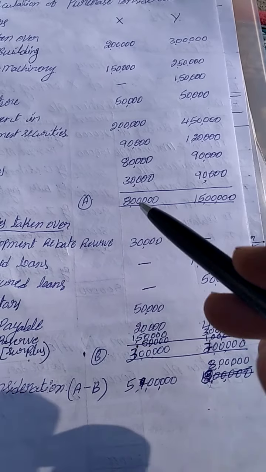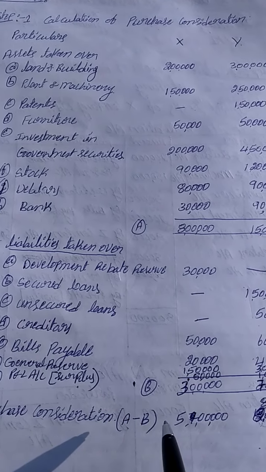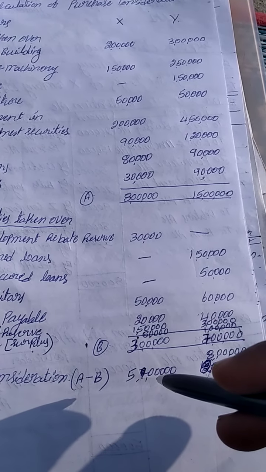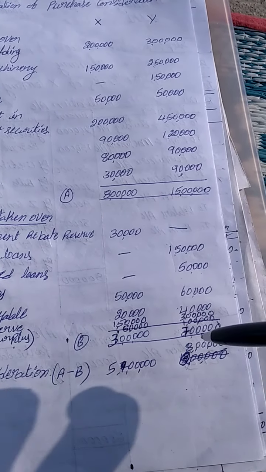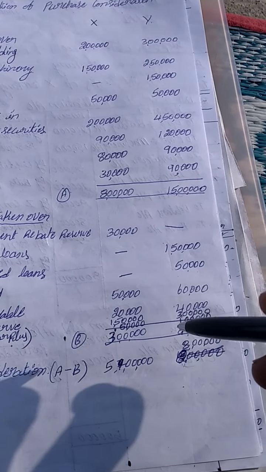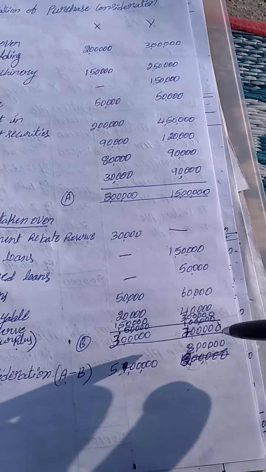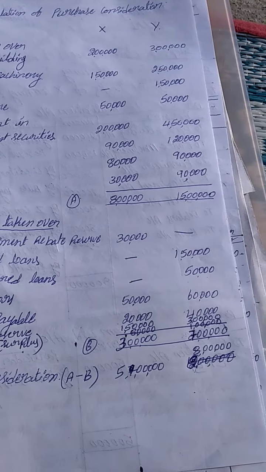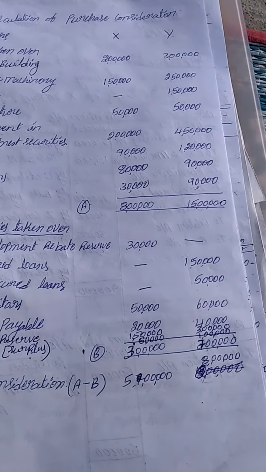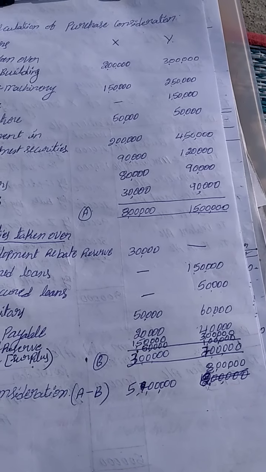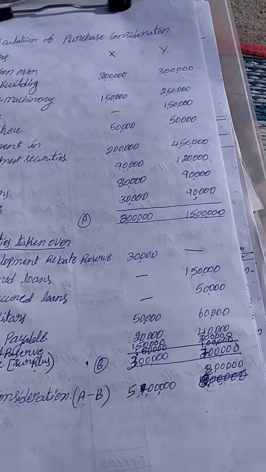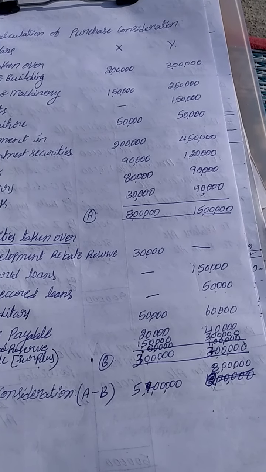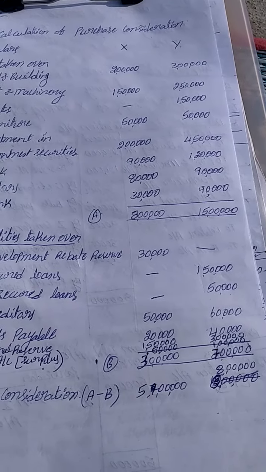So this is called A minus B. That is purchase consideration A minus B. 8 lakh minus 3 lakhs, you will get 5 lakhs. 15 lakhs minus 7 lakh, you will get 8 lakhs. This is the purchase consideration to the transferor company paid by transferee company. You have to remember how to calculate. I think you learned about how to calculate purchase consideration in net assets method in previous videos. I hope you will get that.